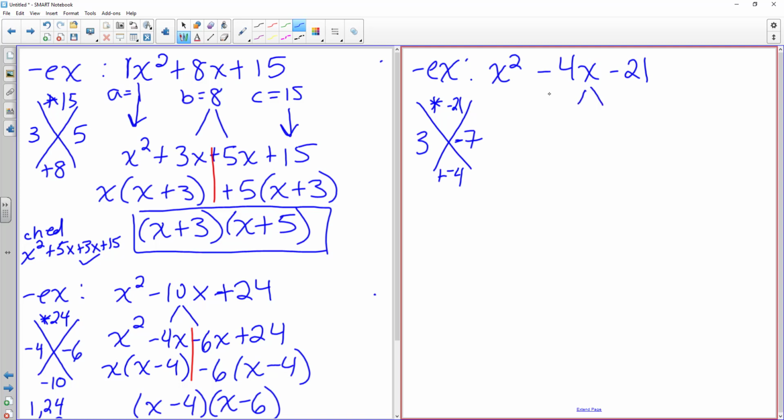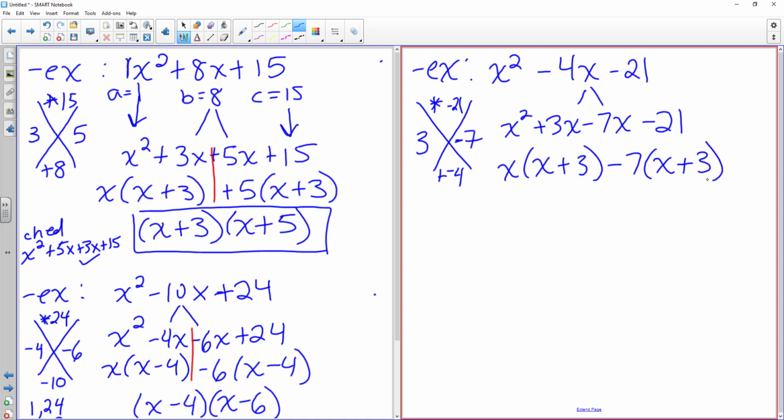So just like we did before, I'm splitting up the -4x to be a +3x and a -7x. Bring down the x squared, bring down the -21. Out of the first two, factor out an x, and I'm left with x plus 3. Next two, I'm going to factor out a -7, and I'm left with x plus 3. So x plus 3, x minus 7. FOIL it out. This one should work out as well.